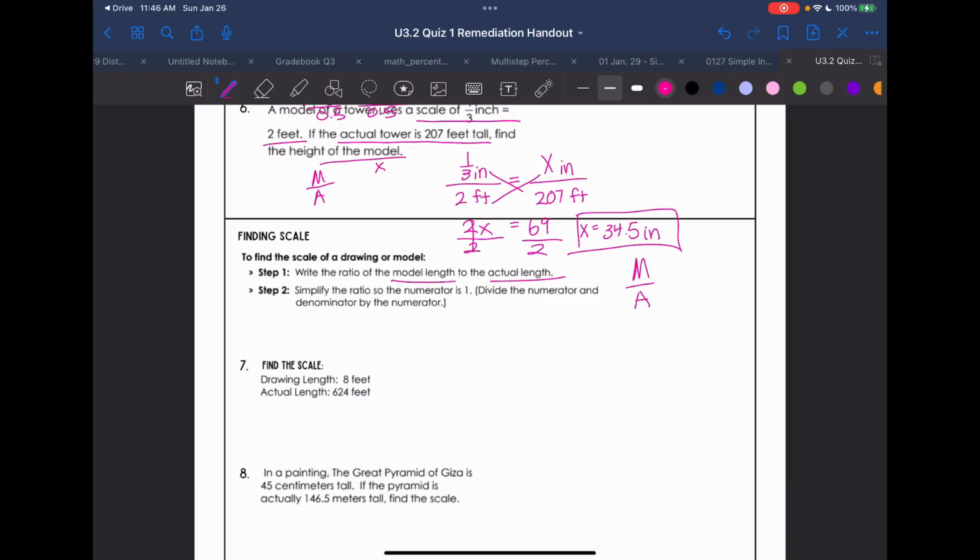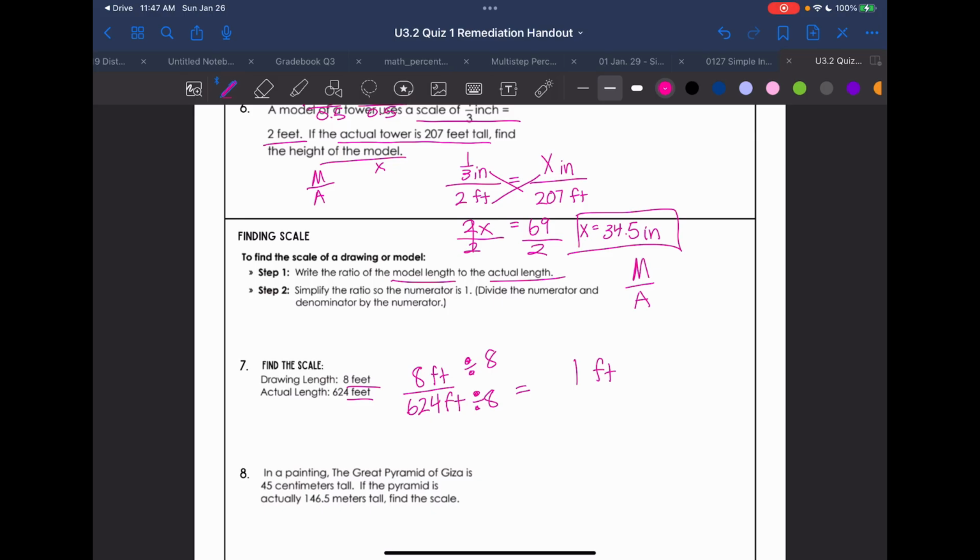So number 7, it gives me my drawing and my actual. Drawing is another word for model. So 8 feet over 624 feet. Now, it doesn't matter that they're both feet. They can both be feet. They can be different units. It doesn't matter. Remember, I want my numerator to be 1. So how do I get my numerator to be 1? Divide by itself. And if I divide the top by 8, I have to divide the bottom by 8.